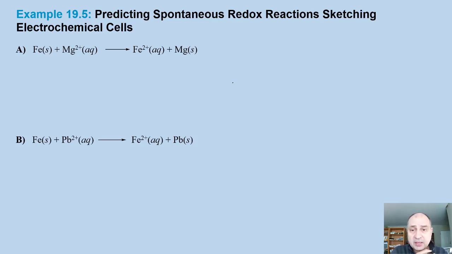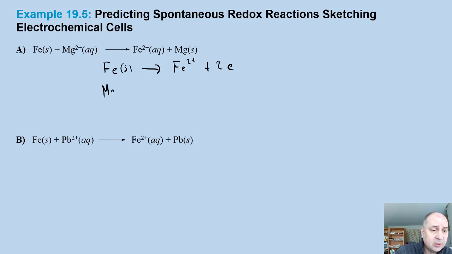Predict spontaneous redox reactions, sketching electrochemical cells. Okay, so we also want to sketch electrochemical cells. So I'm going to write out the oxidation here. It's going to be iron going to iron 2+ and 2 electrons. And I'm just going to go to the chart, and I'll do it in a minute. Let me write all those reactions down.